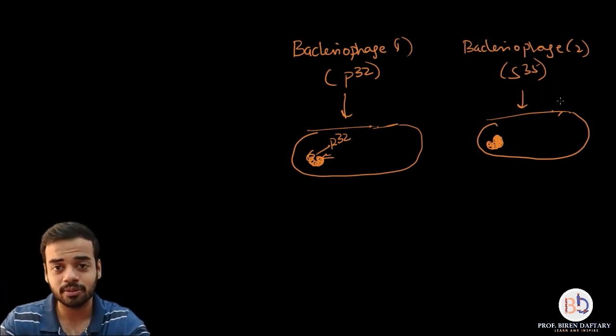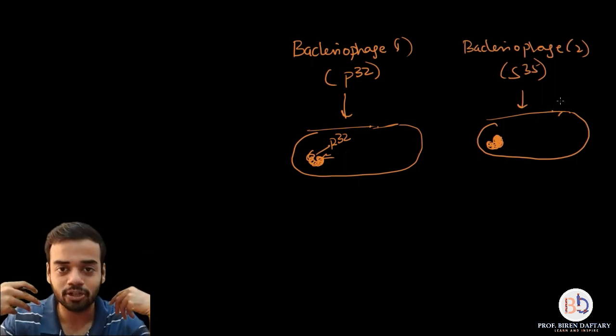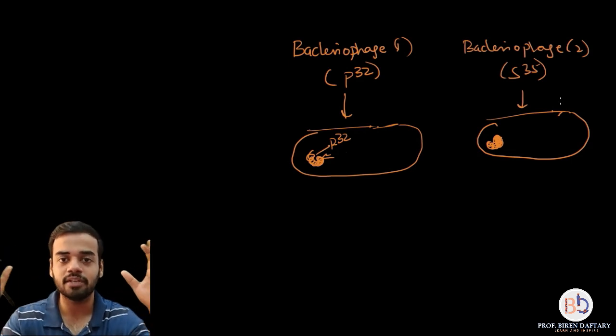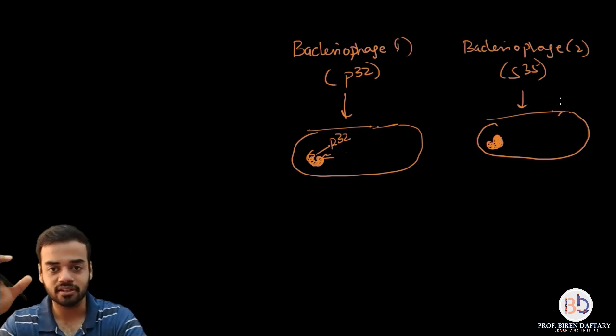So what does this experiment prove? It proves that even the bacteriophage is transmitting DNA only. So DNA is the genetic material in bacteriophage, not the proteins. Okay, so I hope this experiment is clear.